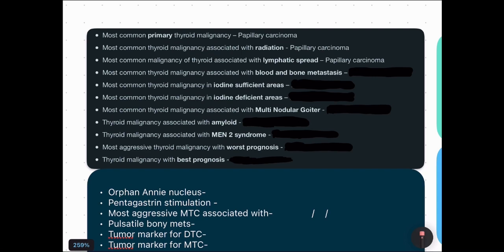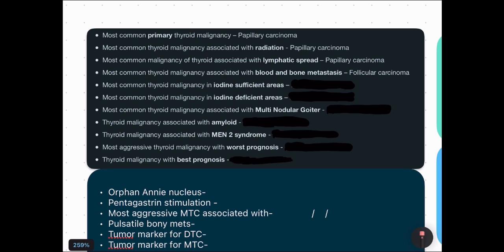Rest all are mostly through the hematogenous route. Most common thyroid malignancy associated with bone and blood metastasis is follicular carcinoma. Please remember follicular where you see pulsatile bony metastasis. You remember pulsatile bony metastasis is also seen in renal cell carcinoma. Understood? Bone metastasis is also seen in Hurthle cell carcinoma.